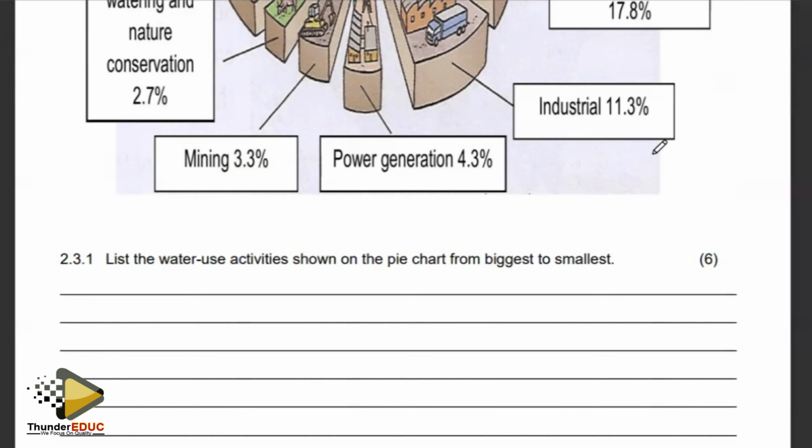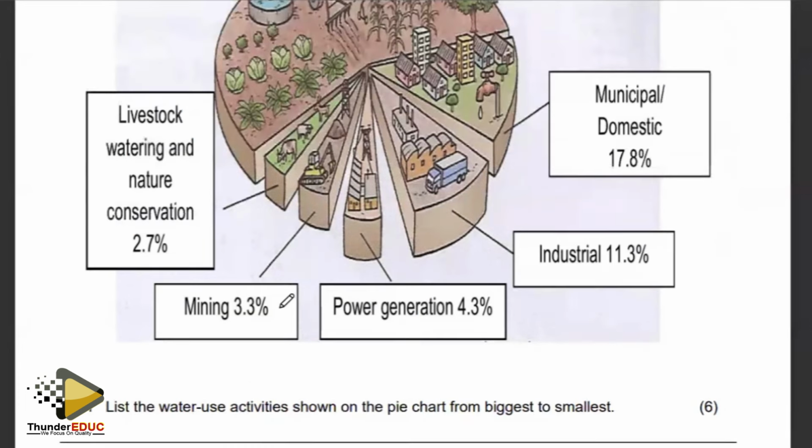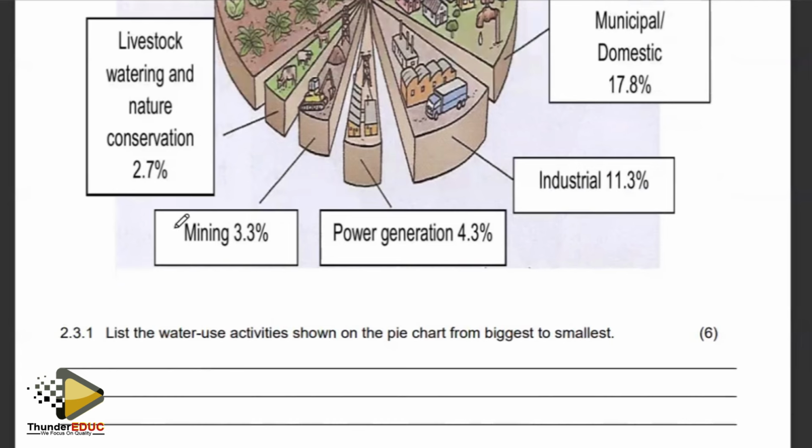List the water use activities shown on the pie chart from the biggest to the smallest. Remember, we look at the percentages. Our biggest is municipal, which is 17.8, followed by industrial, which is 11.3. Then we have power generation, 4.3, then mining, 3.3. And then the last one is 2.7.